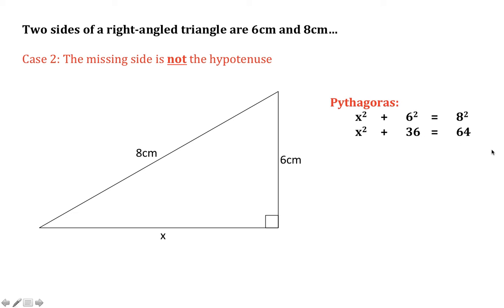And then taking away 36 from both sides, we would get x squared equals 28. So I've just taken away 36 from both sides to get x squared equals 28. And if x squared equals 28, then x must be the square root of 28, which is about 5.29 centimeters. So if the missing side is one of the shorter sides, then it's 5.29 centimeters.